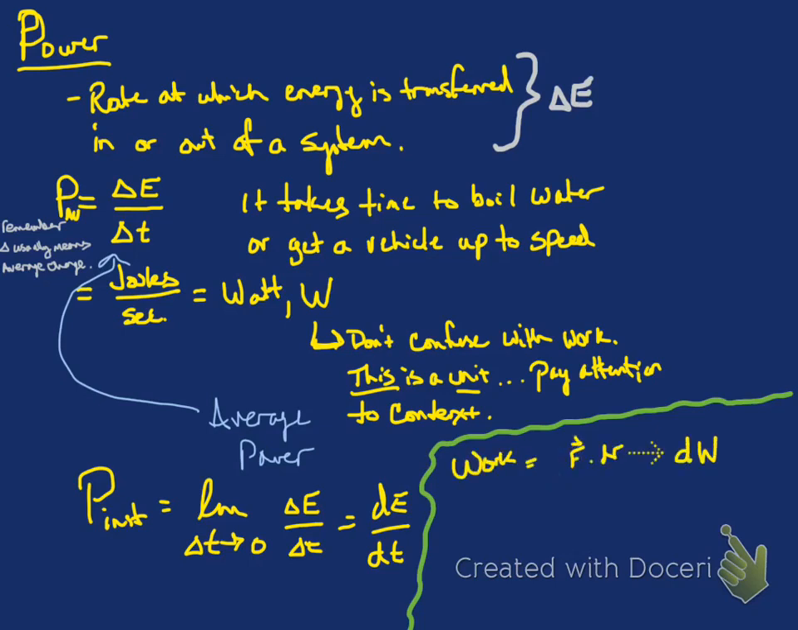Okay, so remember, work equals F dr, or the force times our differential displacement. And that leads to a dW. Okay, but if it's over that dr, then that's really just the differential change in work equals our F times our dr.